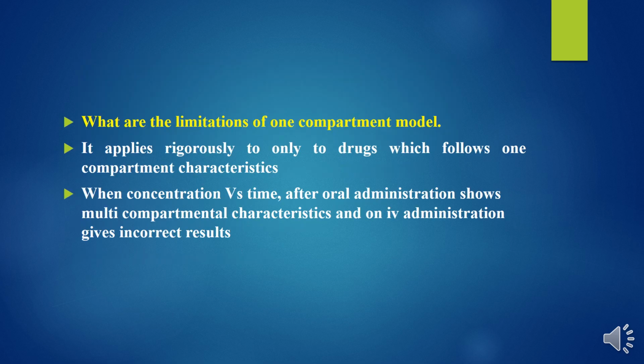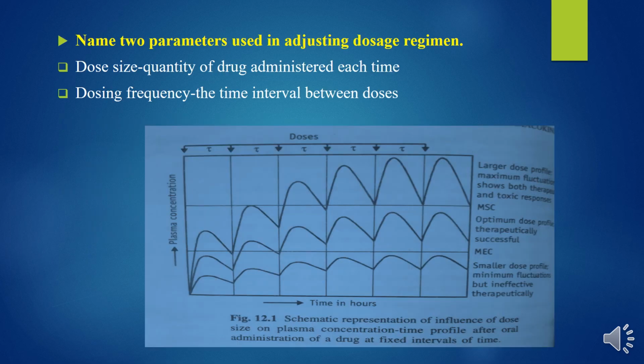Next one, what are the limitations of the one compartment model? Normally, we explain with the help of the one compartment model, but the main thing is that we can apply it only to drugs which follow one compartment characteristic. And when we plot the concentration versus time after oral administration, in some cases we can see multi-compartment characteristics, and on IV administration also the same problem. So in that condition, it may result in incorrect results. So these are the limitations of the one compartment model.